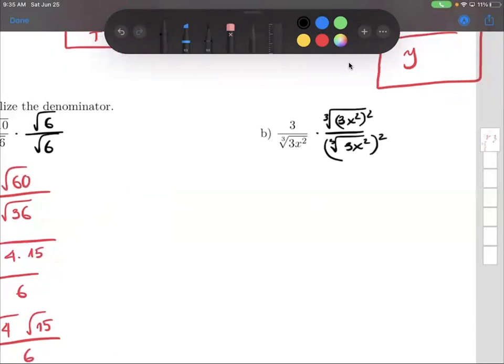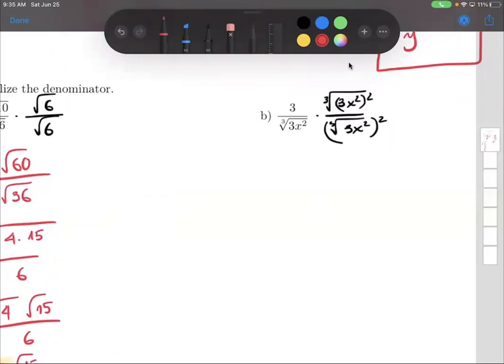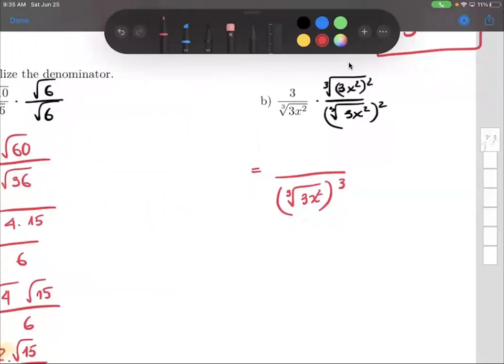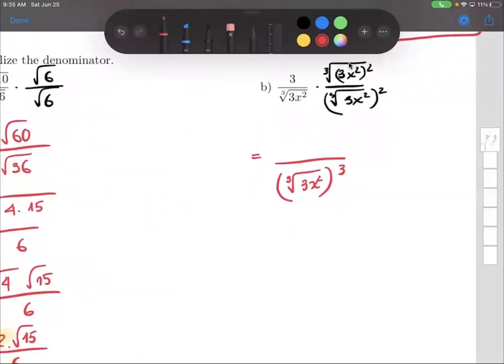And now all I have to do is multiply across. So let's take care of the denominator first. So the denominator is, I have cube root of 3x squared, cubed, right? Well, the cube and the cube root cancel, so it's just 3x squared on the bottom. Because this guy and this guy cancel, right?